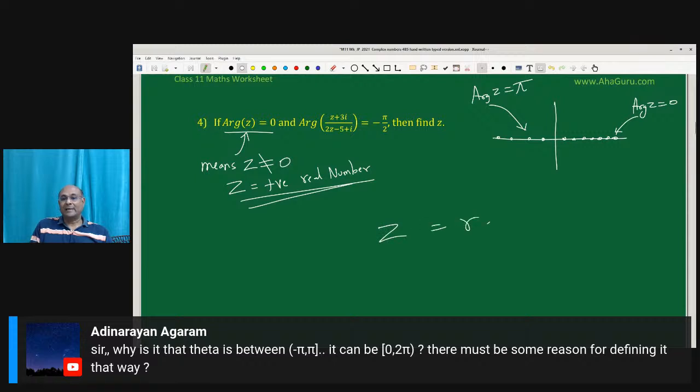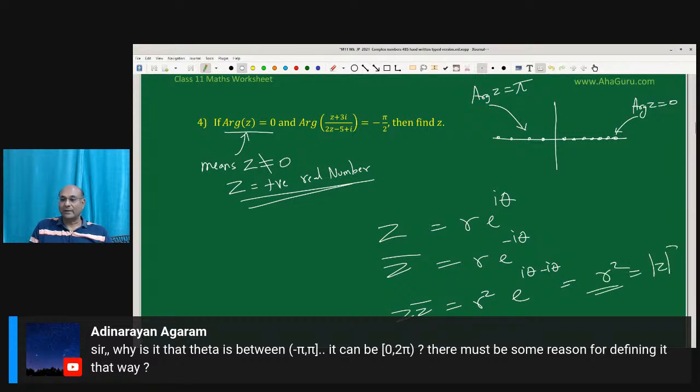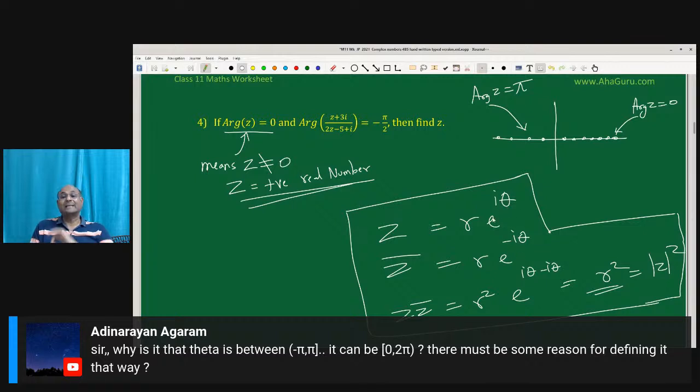Z is r e power i theta. Z conjugate is r e power minus i theta. Z times Z conjugate is r square e power i theta minus i theta. So this will cancel out, leaving r square, which is modulus Z square. It's so obvious when you see it this way, right? You know that Z times Z conjugate is modulus Z square. That is because this angle and this one cancel out. You can also say 2 pi minus i theta, but all that is messy, no? i theta minus i theta perfectly cancels.